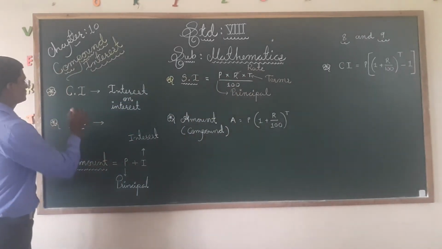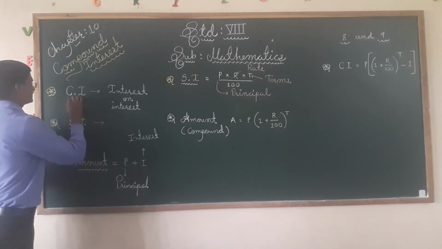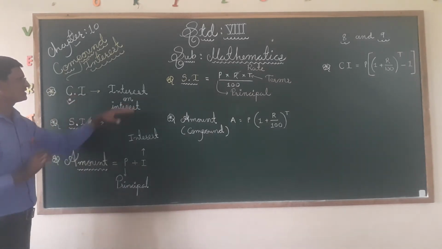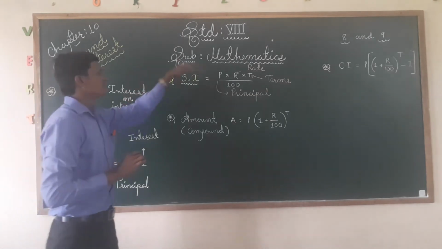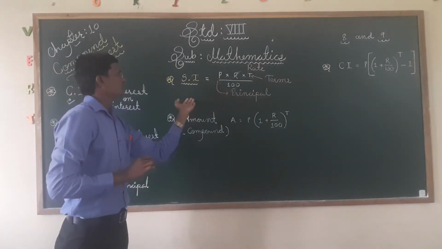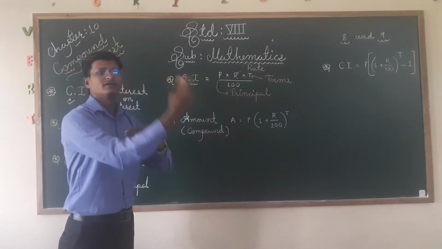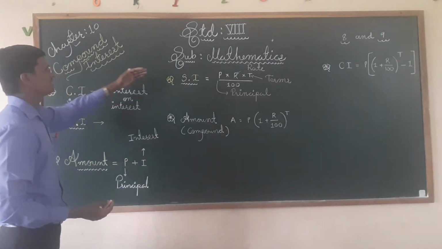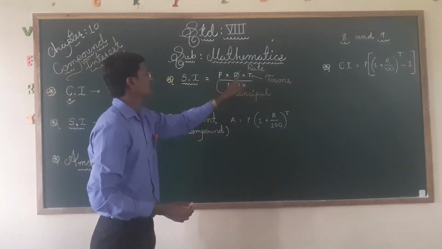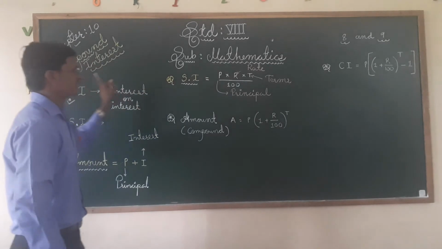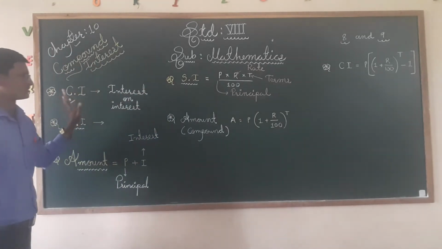Now, my dear students, we are discussing compound interest. As I say, it is interest on interest. Simple interest is for 1 year, and compound interest will be double. So interest on interest is compound interest.